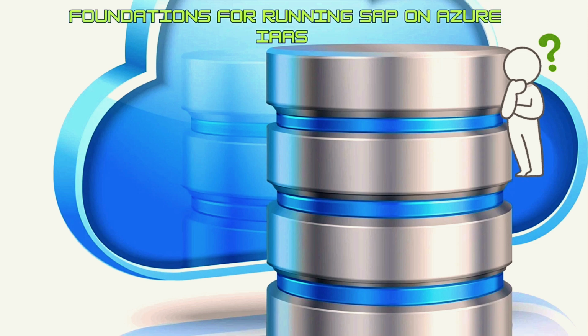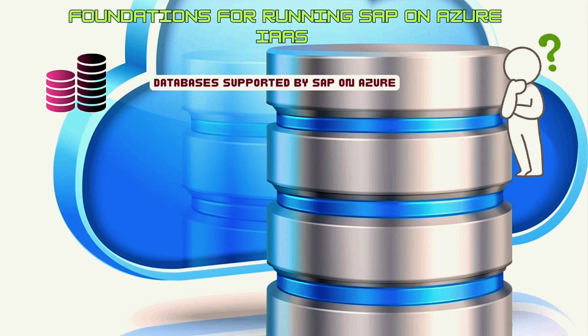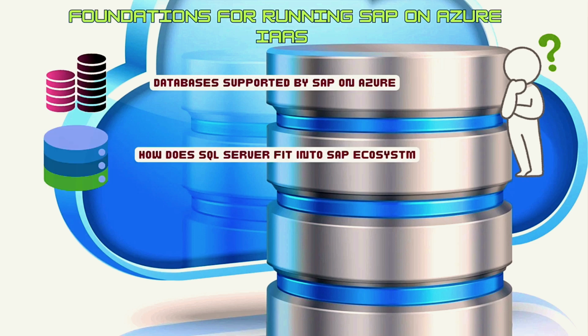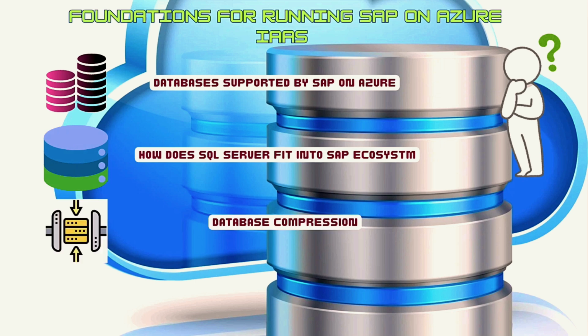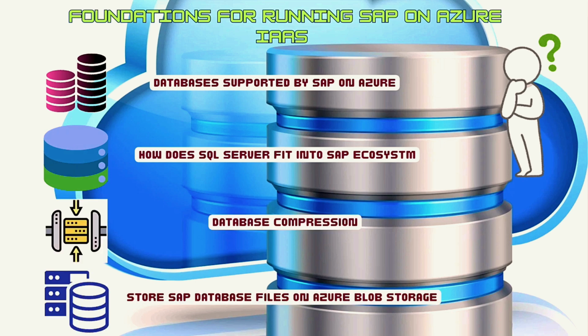We will be shifting our focus to database on Azure for SAP, a critical component that directly impacts your SAP workloads performance. It also impacts scalability, cost, and efficiency. The topics which we will cover are: what databases are supported by SAP on Azure, how does SQL Server fit into the SAP ecosystem, what is database compression, and why should you care? Can you store SAP database files directly on Azure Blob Storage? To kick things off, let's first answer a fundamental question. What is a database and why is it so crucial for SAP workloads?